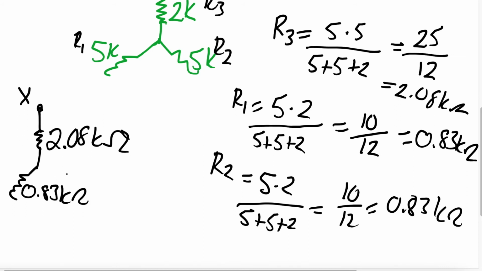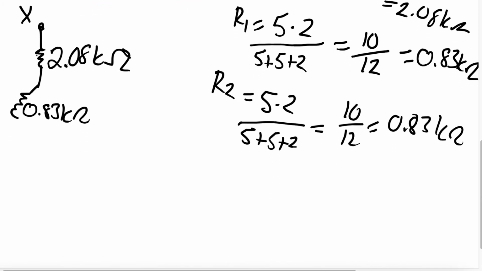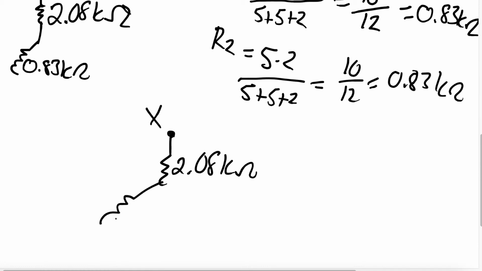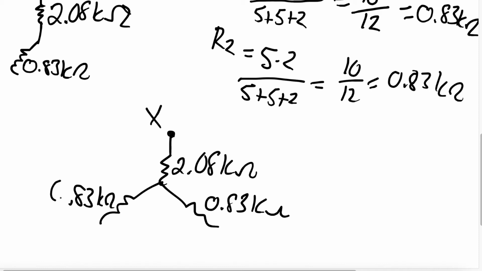So if I redraw what's on the left here, in our final circuit, we have our X node. On the bottom, we get 2.08 kiloohms. And it splits over here and over here, and these are each 0.83 kiloohms, right? And that is essentially what we get.